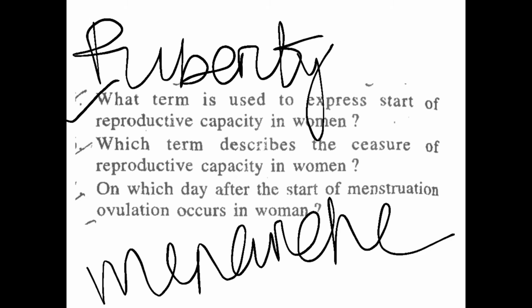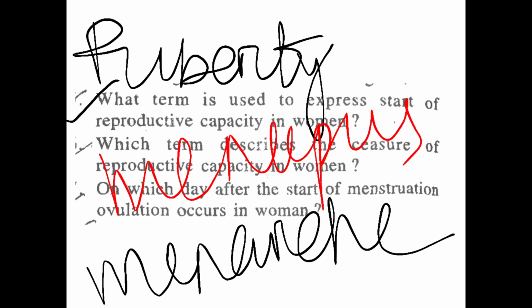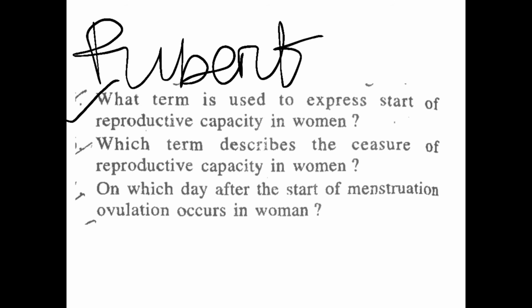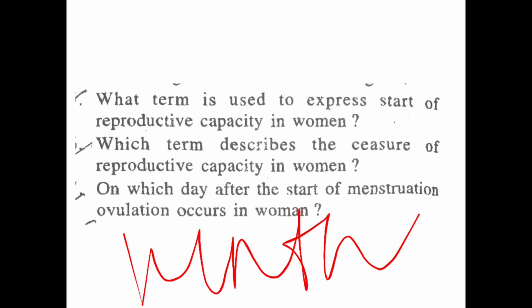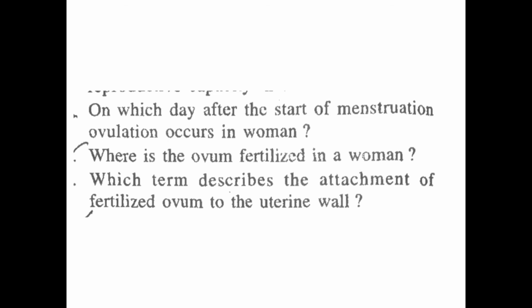Which term describes the cessation of reproductive capacity in a woman? The beginning is menarche; the cessation is menopause. Okay, next. On which day after the start of menstruation does ovulation occur? Ovulation occurs on the 14th day of menstruation. 14th day of menstruation. Next.